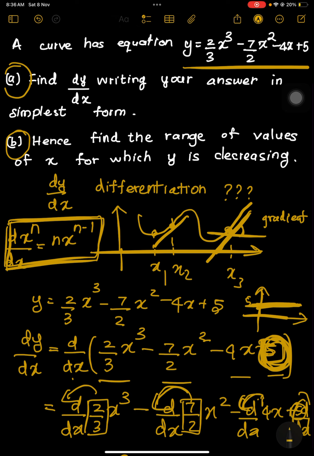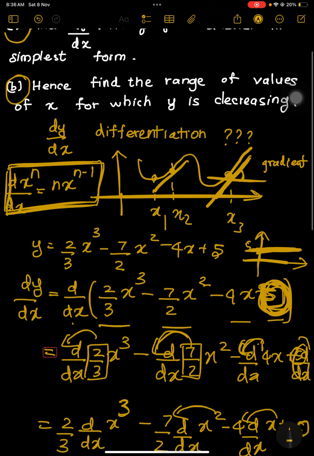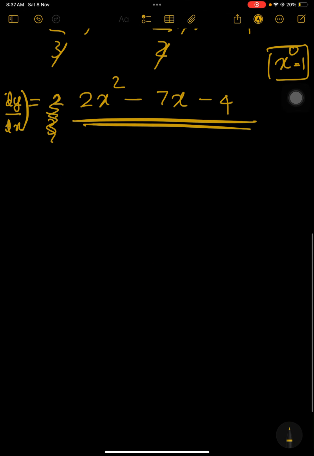Hence, find the range of values of x for which y is decreasing. They are asking for a range for x, like in between, or greater than, in that form, for which y is decreasing. What does decreasing mean? I'll explain it simply.